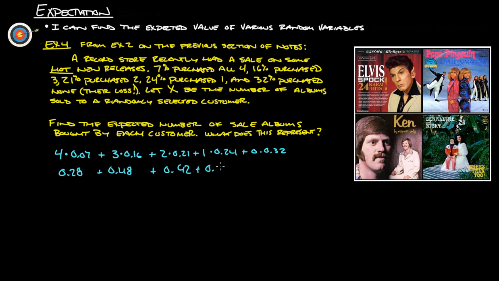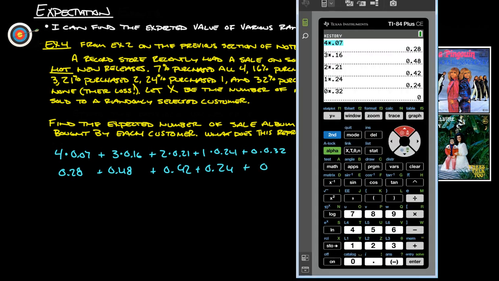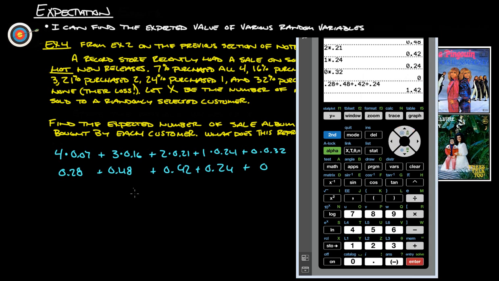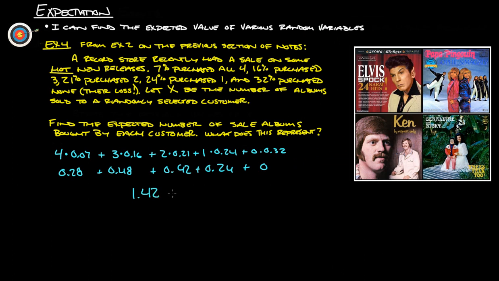42 plus 0.24, and of course 0 times anything is going to give us 0. So when we add those all up, it gives us 1.42. So 1.42 is our expected number of albums bought by each customer.